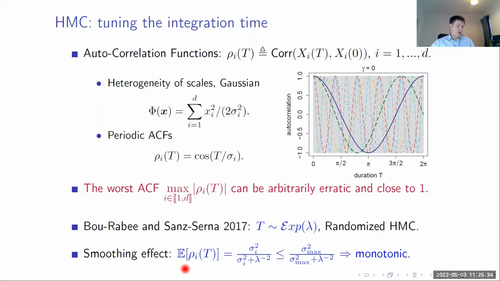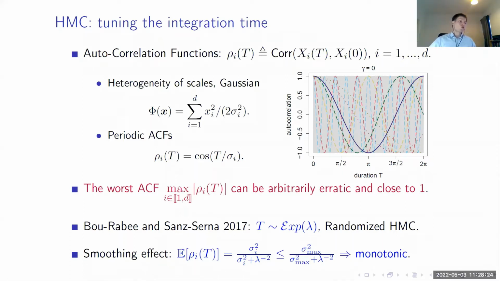And as you can see, if you compute here in the Gaussian case the expected correlation, you get something that is now monotonic and that can be controlled. We get a uniform bound that is monotonic and decays as lambda minus 1 goes to infinity. Just recall that lambda is the inverse of the expected integration time. So that's great, because it gives us a way to get robustness by selecting t at random and tuning the average of t instead of tuning t.